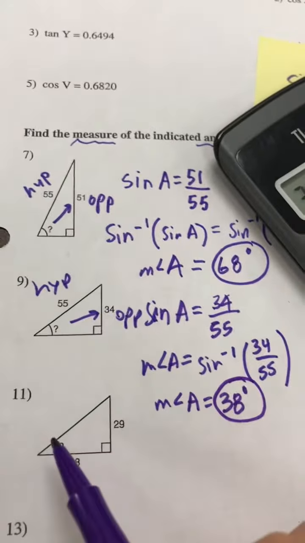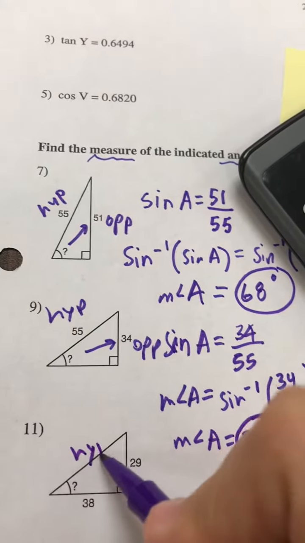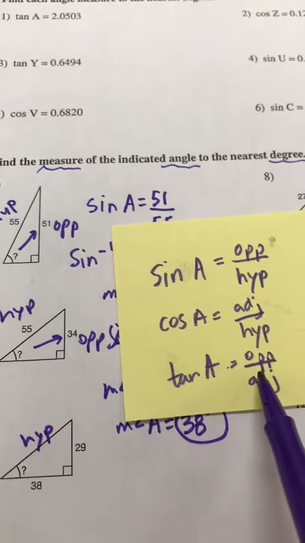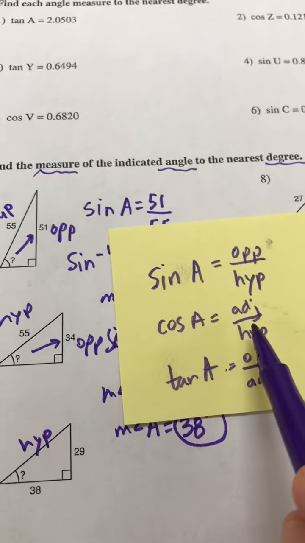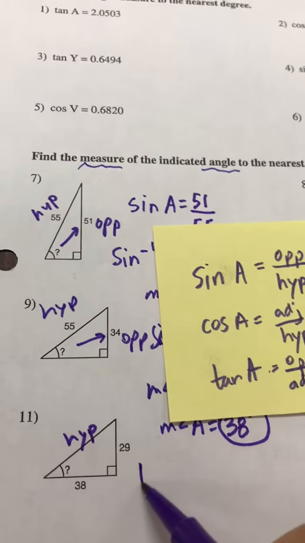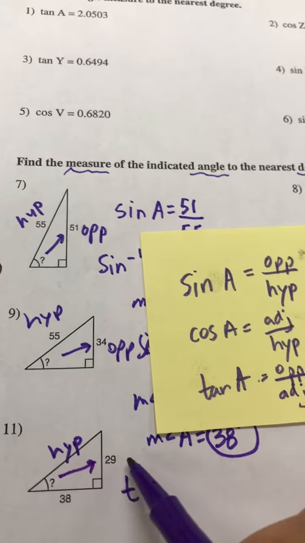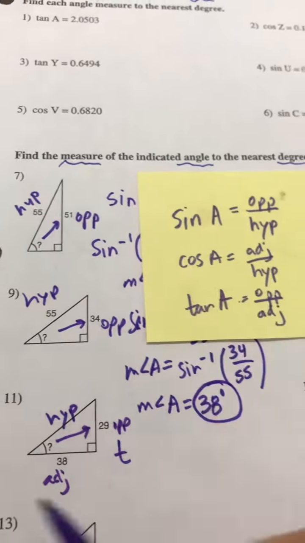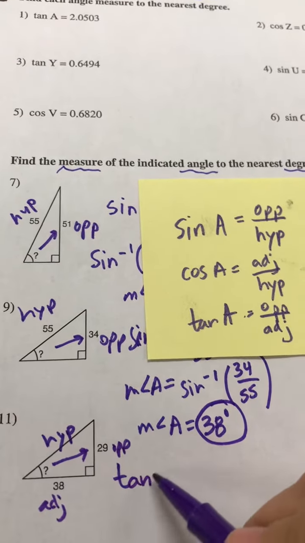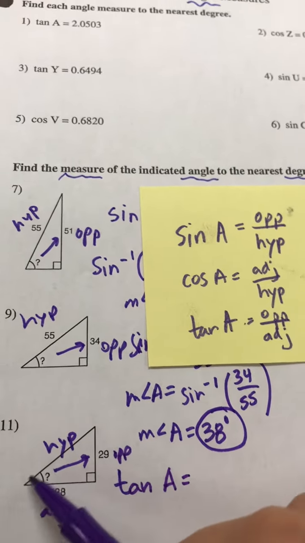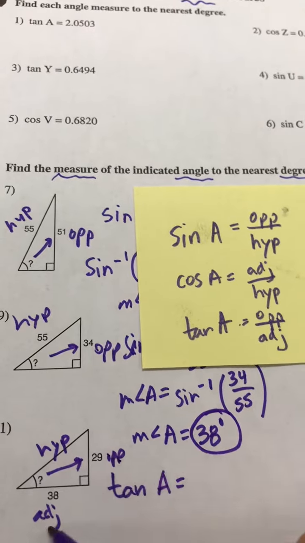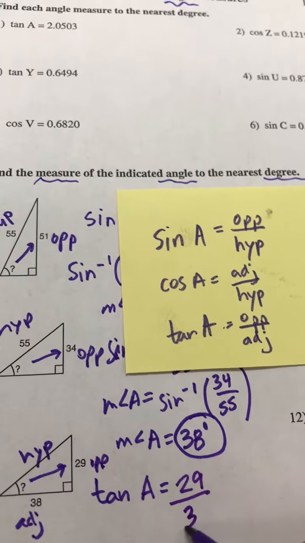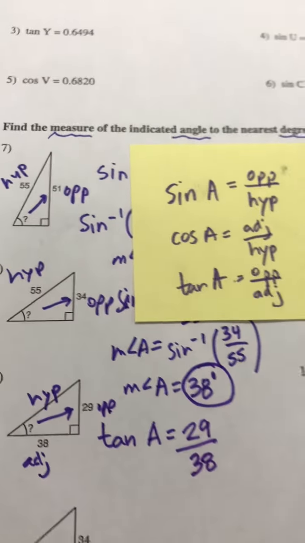Cool. Next one. Ooh, this one's a little different. There's nothing here on the hypotenuse. So because there's nothing on the hypotenuse, I can't pick sine or cosine, so I'm probably going to pick tangent. So 29's opposite and adjacent is 38. So let's set up the equation. The tangent of an angle is opposite over adjacent. So the tangent of angle A is 29 over 38.